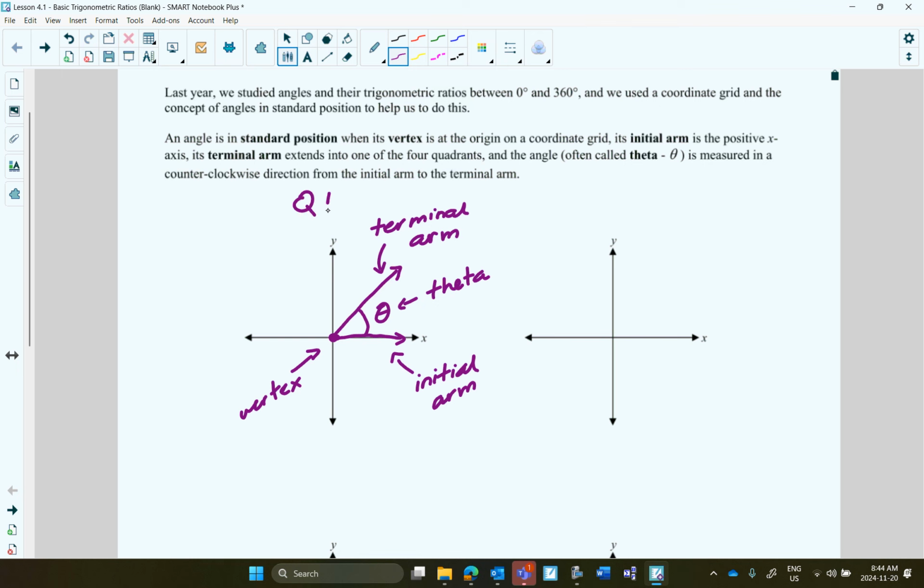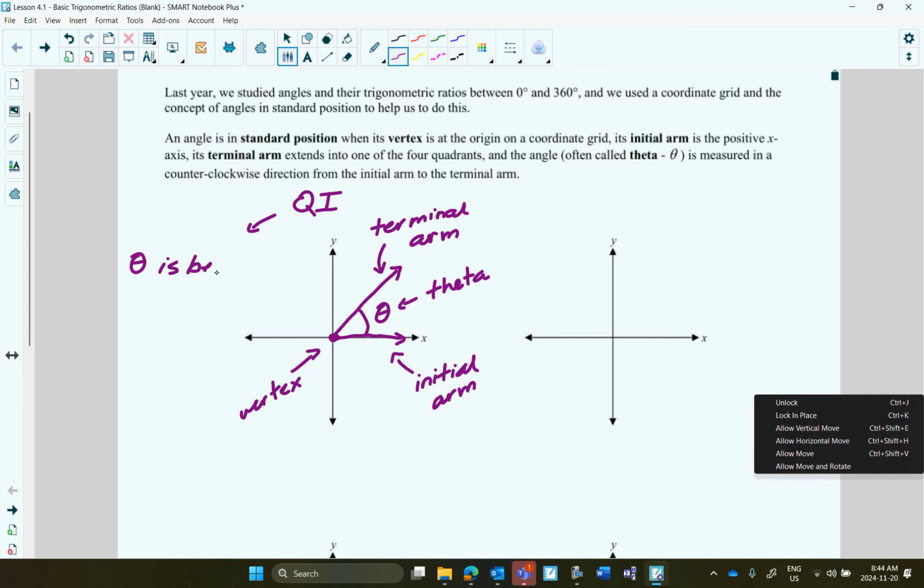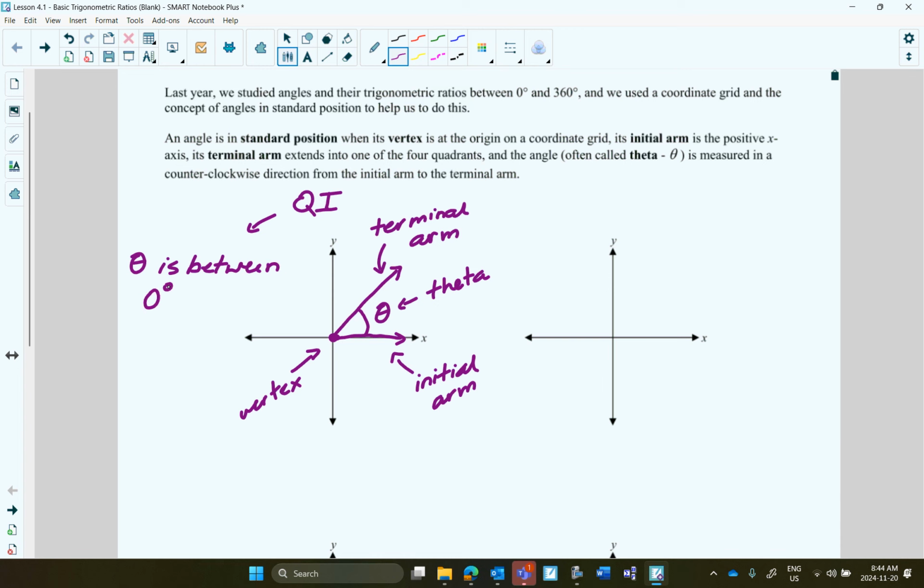Which means you are drawing angles. Theta is between 0 degrees and 90 degrees. 0 and 90 themselves are special angles that we'll talk about a little later, but all the angles between them, they would all appear in quadrant 1 if we used a coordinate grid to draw them. And now we'll just do the other 3 quadrants.